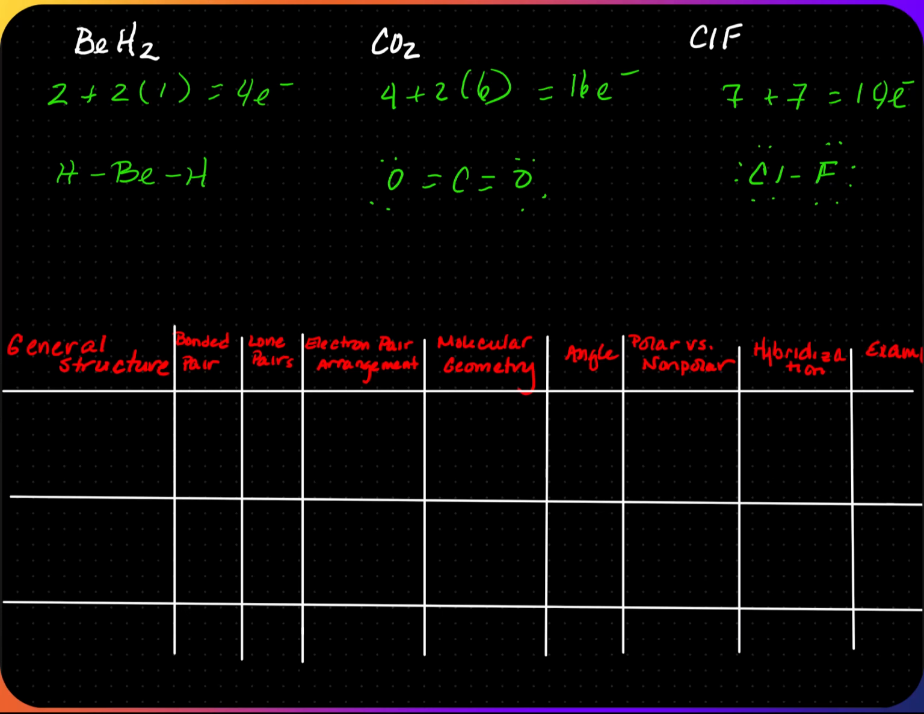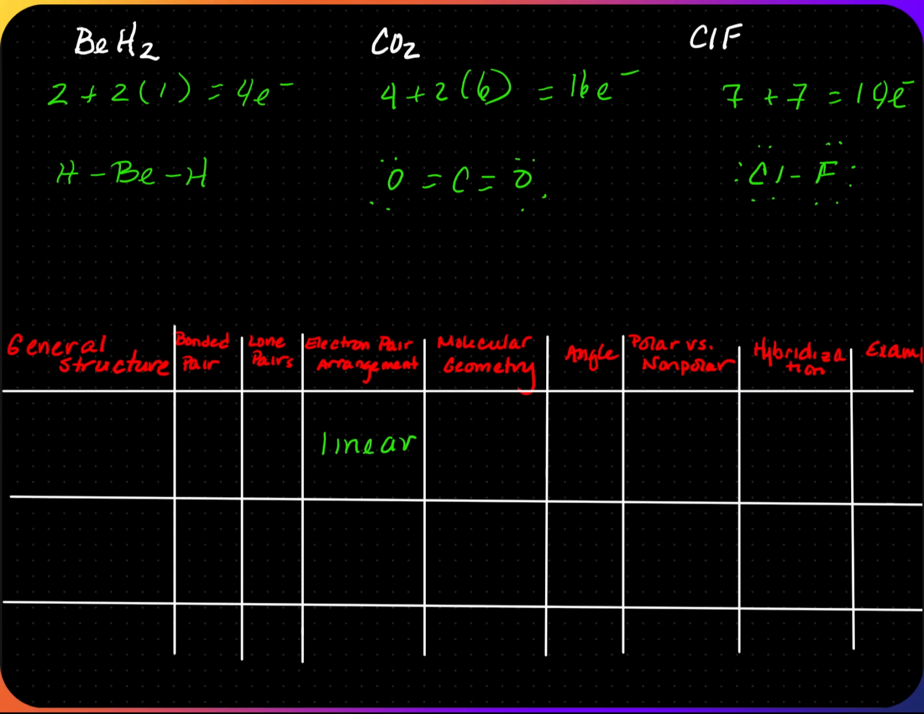All 3 of these structures, no matter how you rotate them or how I draw them, will look like a line. Since they look like a line, their electron pair arrangement is linear because it forms a line.